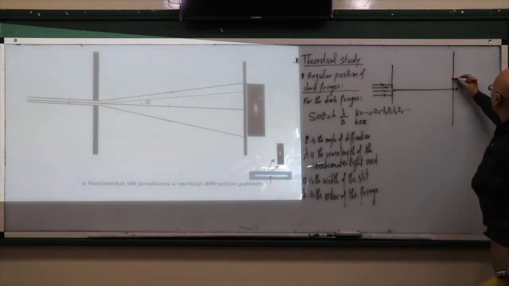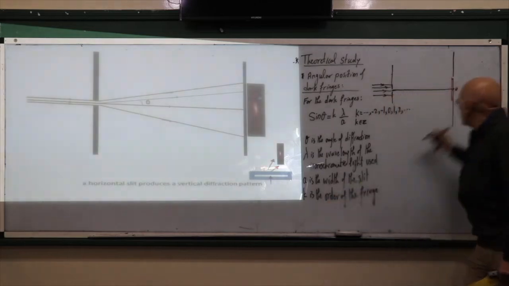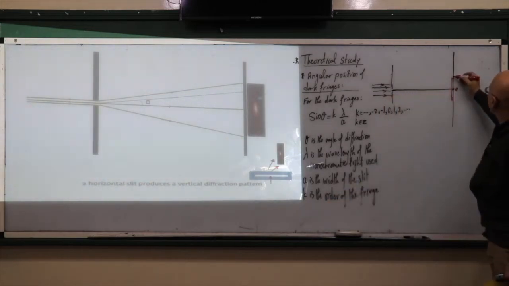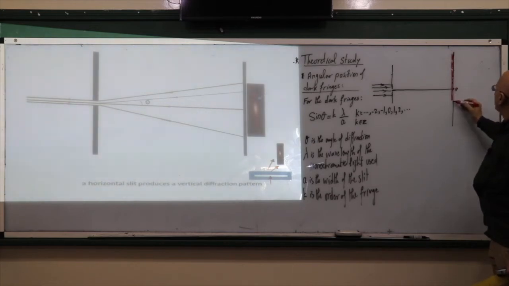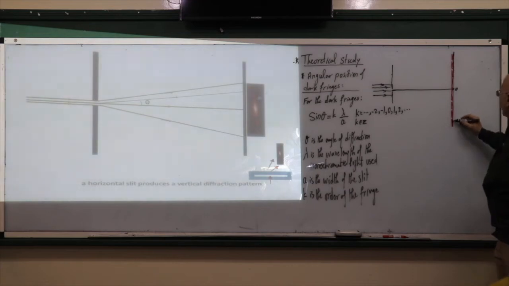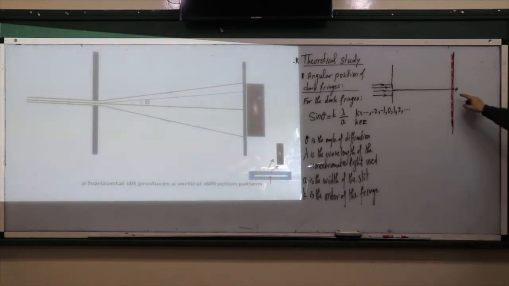This is the center of the central bright fringe. It is here, and this is the central bright fringe. Then you obtain alternating dark and bright fringes. This is dark fringe. Then you have here bright fringe, dark fringe, bright fringe, dark fringe, then bright fringe, okay? Similarly, below here, as you notice, the diffraction pattern is symmetric with respect to O, the center of the central bright fringe.